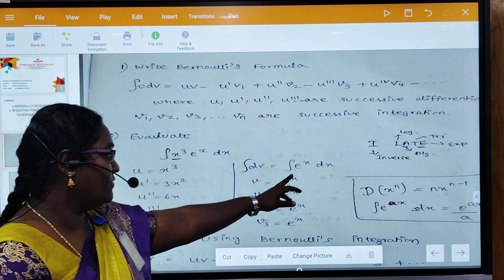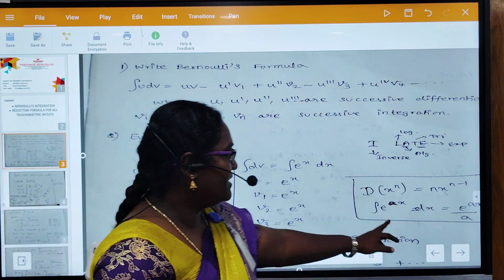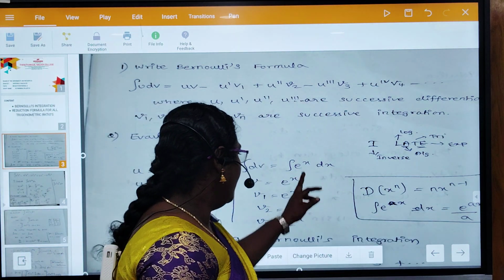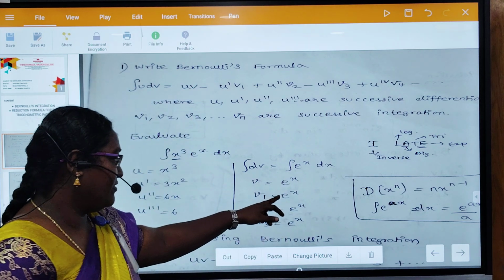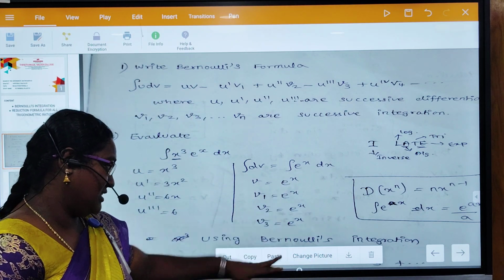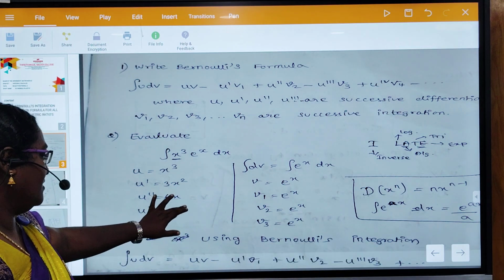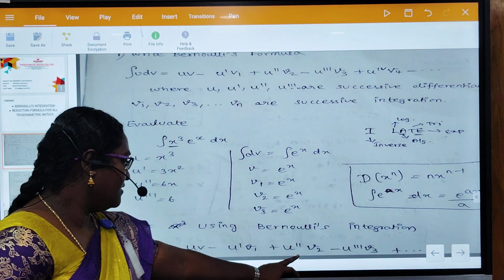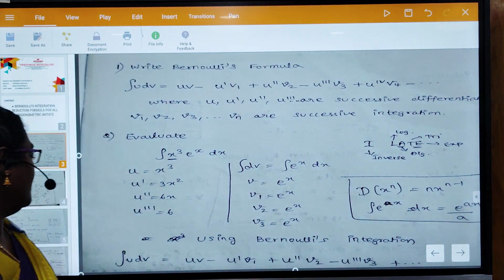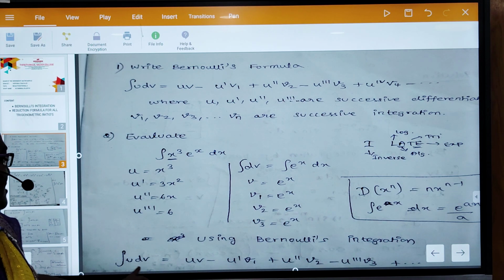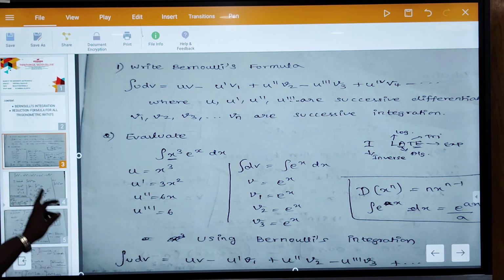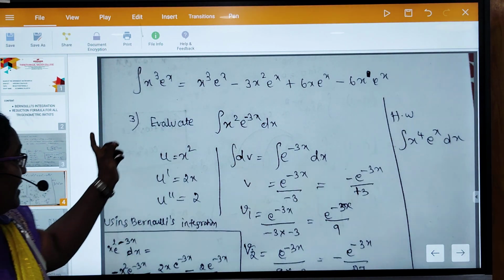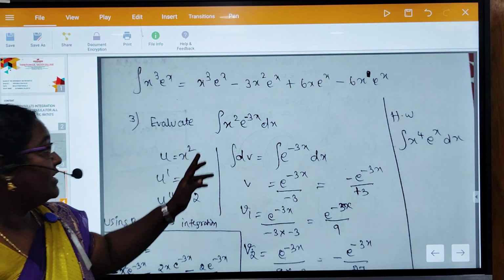So what is integration of e power x? When we integrate e power ax, it is e power ax by a. Here we are having 1, so no need to put 1. So when we integrate v, it is e power x, again it is e power x, e power x. So when we are substituting in the formula, integral u dv is equal to uv minus u dash v1 plus u double dash v2 minus u triple dash v3, we are getting the answer.